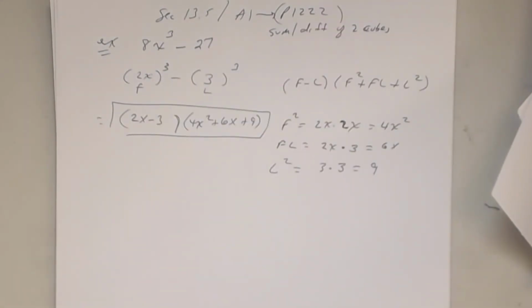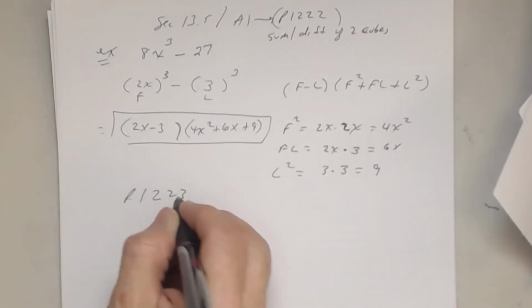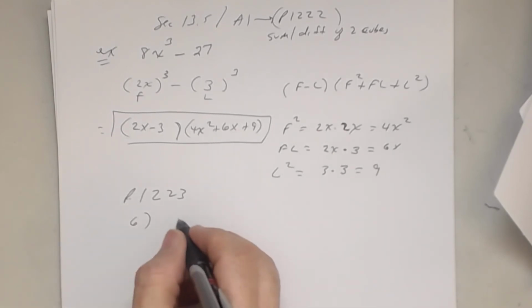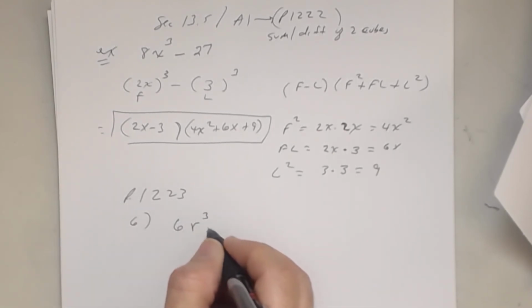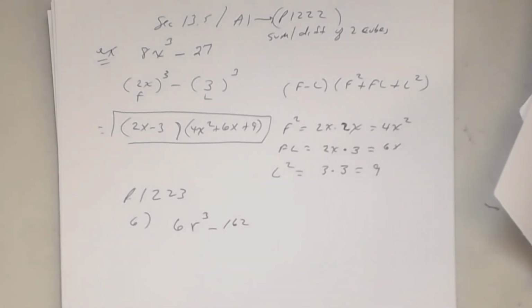All right, so this is going to be number 6 on page 1223. And here's number 6: 6x cubed minus 162. All right, so try doing that on your own. See how far you can go. And there's some candy up there if you get stressed out. Some candy up there, just go and get some candy.